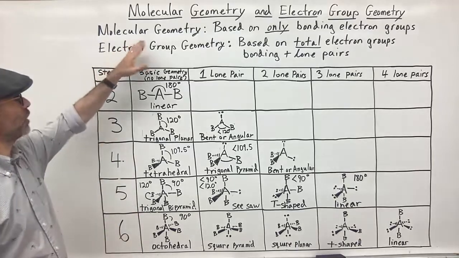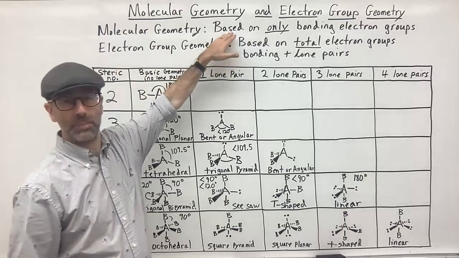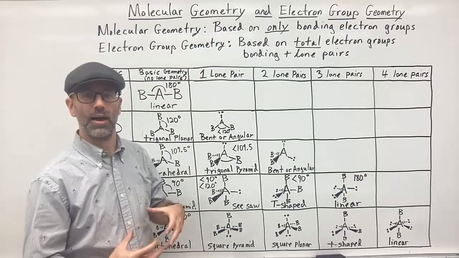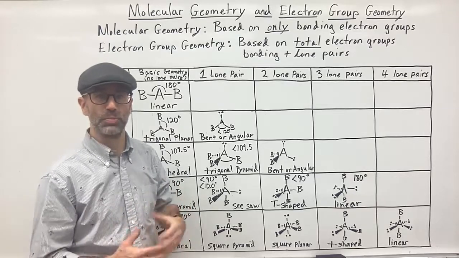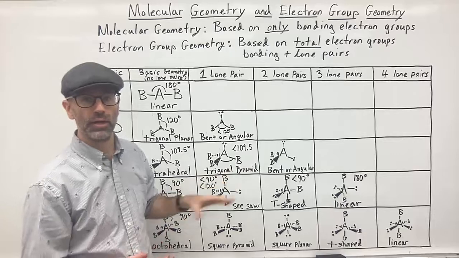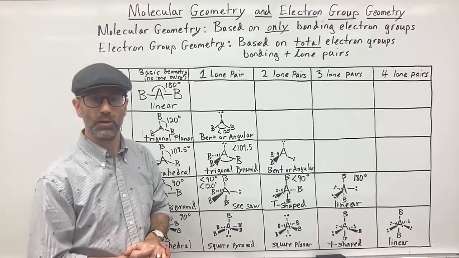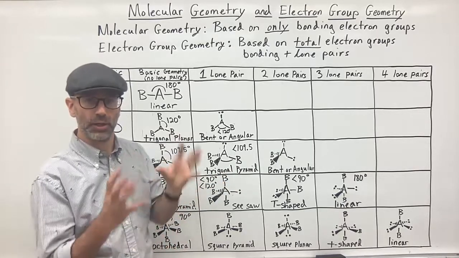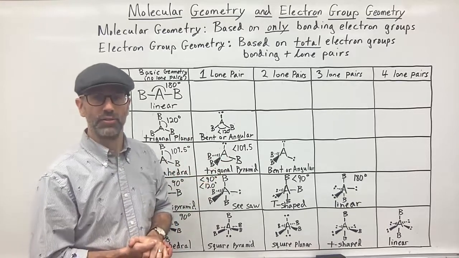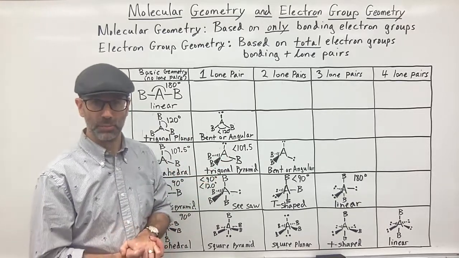So molecular geometry is the geometry or shape of the actual molecule based only on the bonding electron groups, which means the bonded atoms. There we're actually ignoring the lone pairs. So whatever shape the molecule actually has, ignoring the lone pairs, that's the molecular geometry.